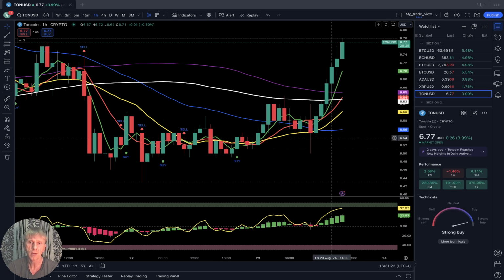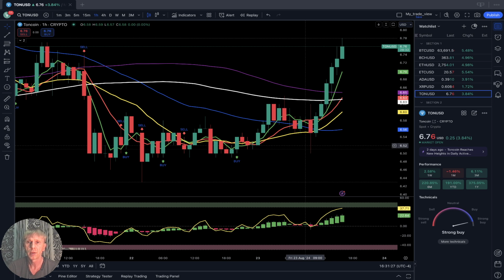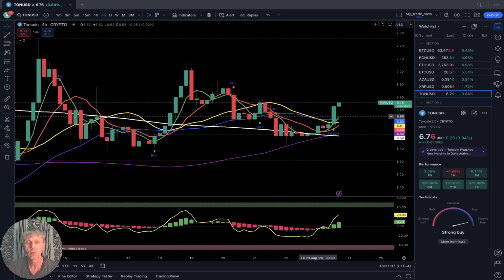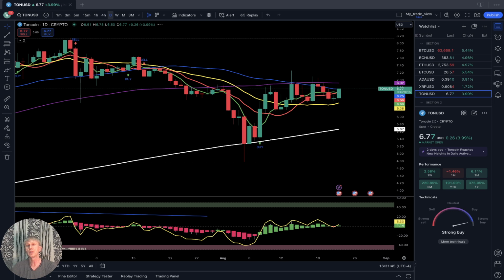Toncoin 1 hour time frame, powerful run for the last 6 hours. Very powerful. It moves from 650 to 675. Bullish trend, close to overbought territory. 4 hours time frame, also a bounce from SMA 200. Powerful bullish trend. And daily, SMA 5 ready for a bearish crossover over 10.